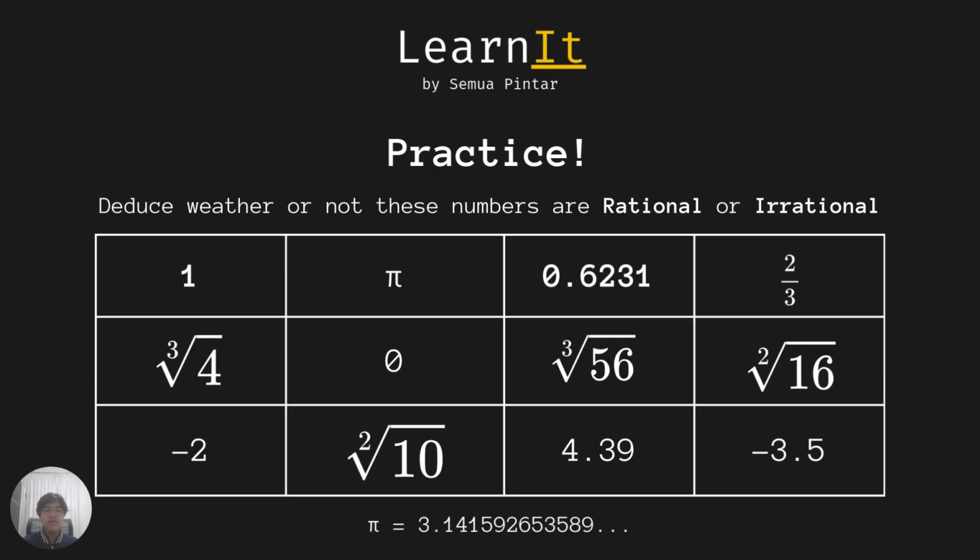Negative 2 is a rational number because we can express negative 2 as negative 2 over 1. The square root of 10 is a never-ending decimal, which means that it is irrational. 4.39 we can express as a fraction of 439 over 100, meaning that it is a rational number. And finally, negative 3.5 is also a rational number because we can express negative 3.5 as a fraction of negative 35 over 10.